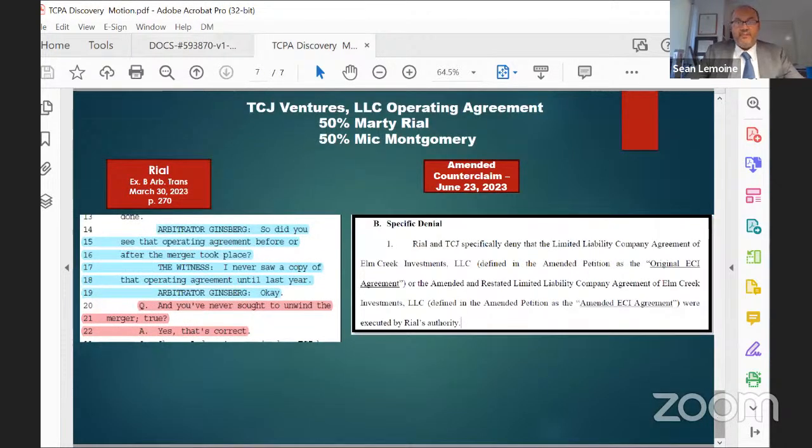And so when you get to their amended counterclaim, I thought, well, maybe they would change their tune on this. No, they do the exact same thing. They say those two agreements are not enforceable. If those agreements are not enforceable, it's because there's a lack of consent, which makes them void. So what do we have? Our argument is you have nothing. You are not a member of ECI. You do not get to wave your wand and say, I'm Marty Rial and not happy with these two operating agreements, but I sure want to be a member of ECI.